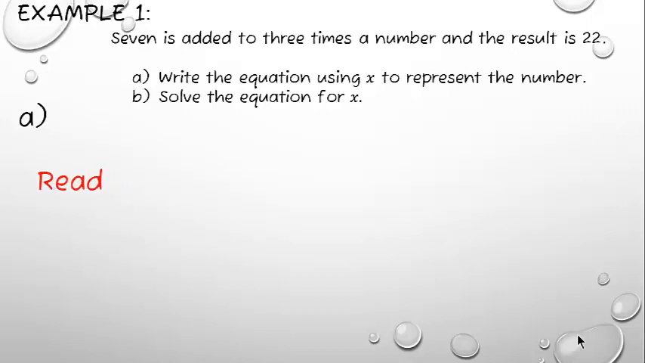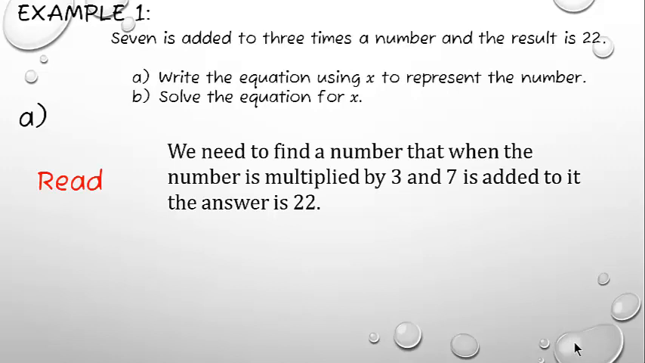First thing we need to do, read the question. Reading it once for most people is not enough. You need to read it and make sure you've got it right in your head. So changing it to your words is usually the best way to make sure that you do understand what it is. So if I've got 7 is added to 3 times that number and the result is 22. Okay, for me to define and know what I'm looking for, I know that we need to find a number that when the number is multiplied by 3 and 7 is added to it, the answer is 22. The information there is exactly the same as in the question, it's just in my words, so I know what I'm looking for.